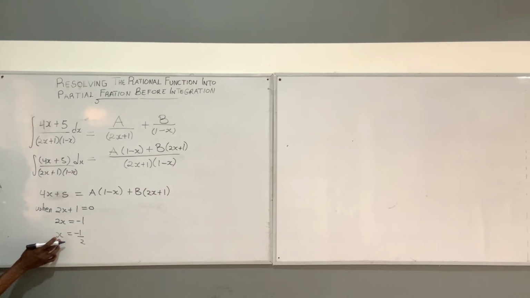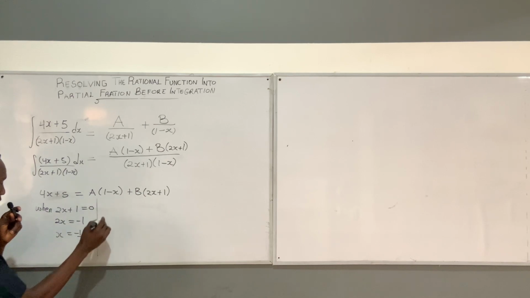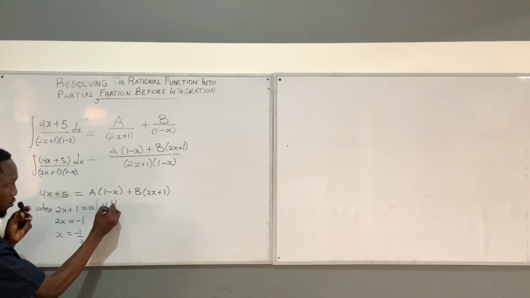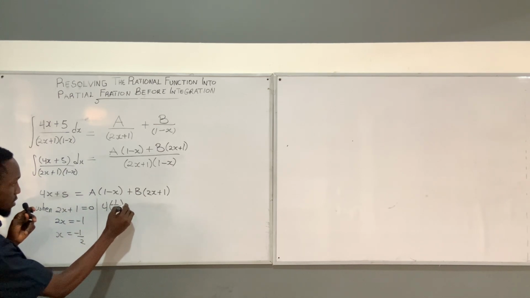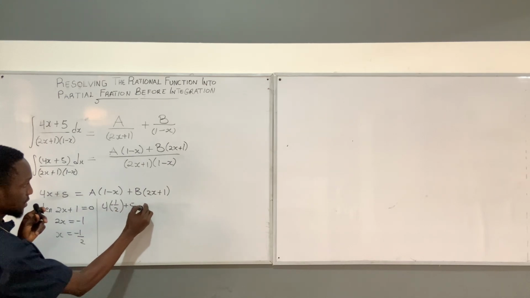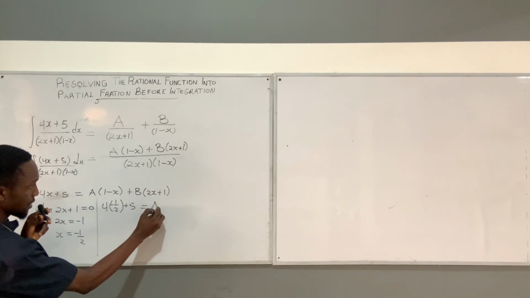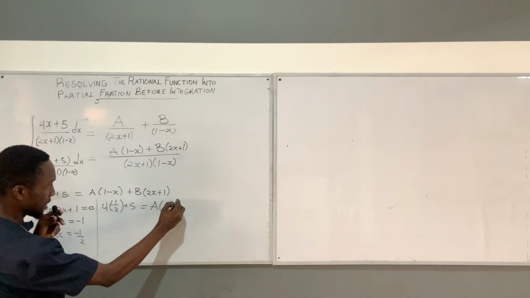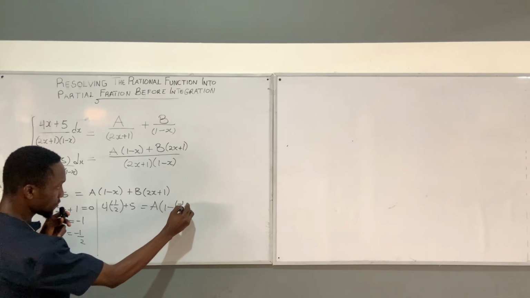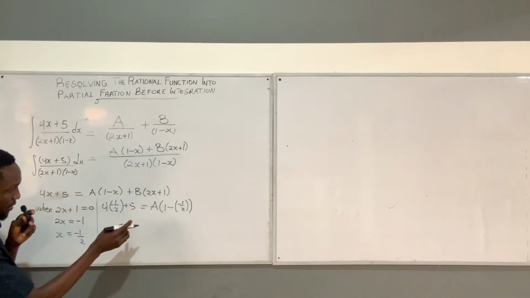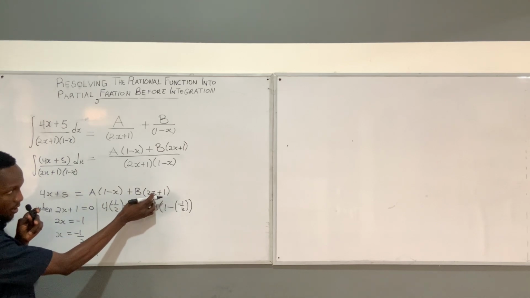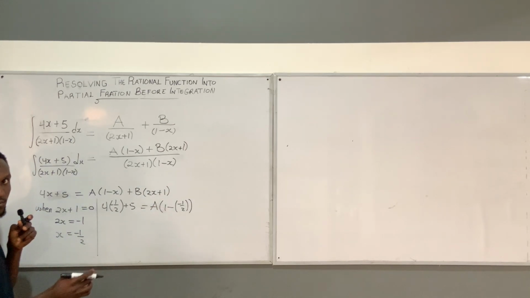Dividing by 2, so x equals negative 1 over 2. Okay? Now from here, this means that wherever we see x, we substitute negative 1 over 2. So the equation becomes 4 into negative 1 over 2 plus 5, giving us a into 1 minus, into bracket, negative 1 over 2. Let's close this bracket. Now, once I substitute negative 1 over 2 here, this whole function will become 0.